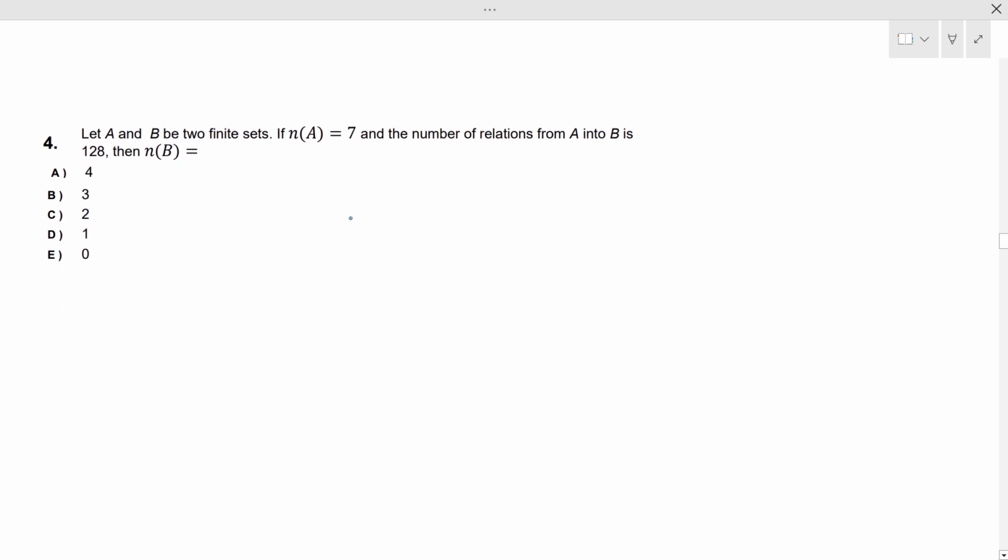Alright, moving on. Now here we are given two sets, set A and B. They are two finite sets. Now n(A) is equal to 7, which means the number of elements in set A is 7, and we are given the number of relations from A to B is 128, and we are asked to find n(B), right? So we know that we have a formula for it.